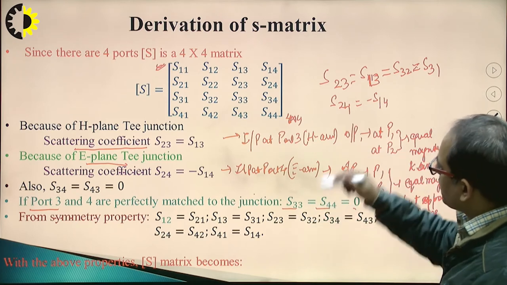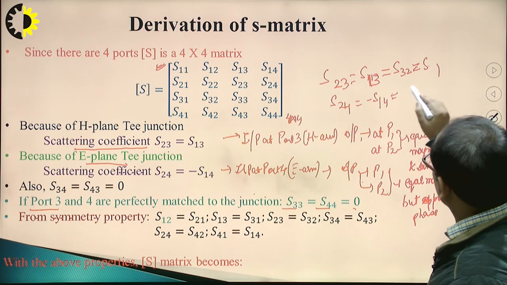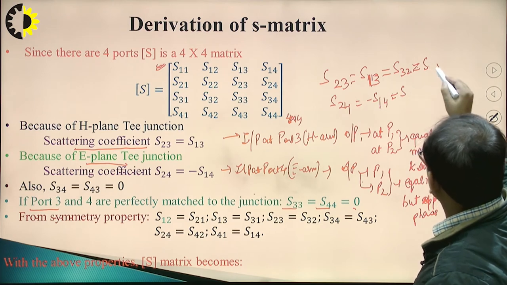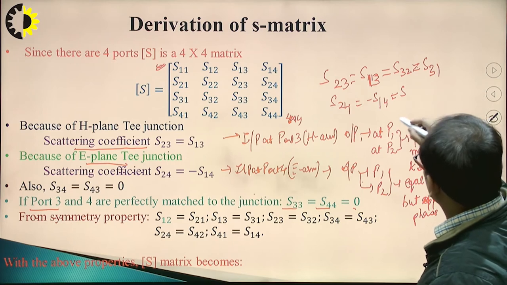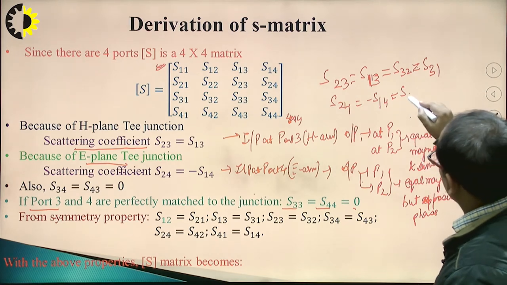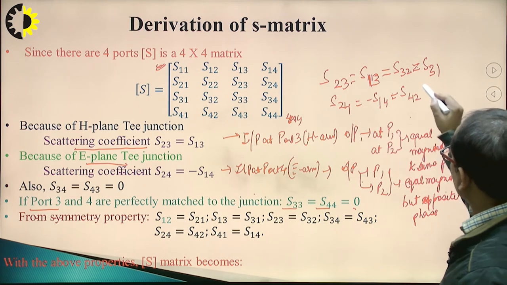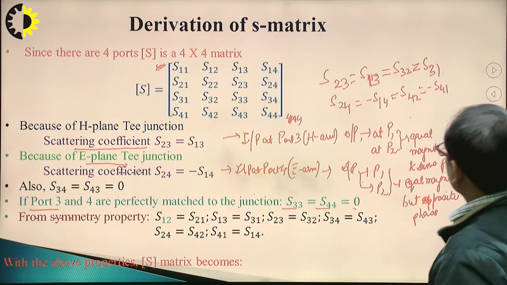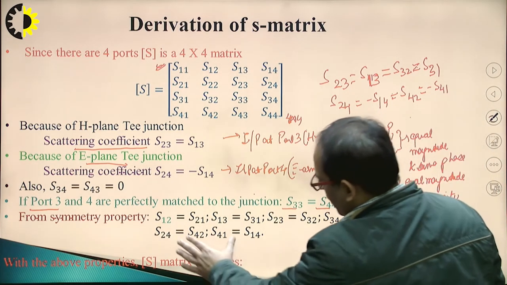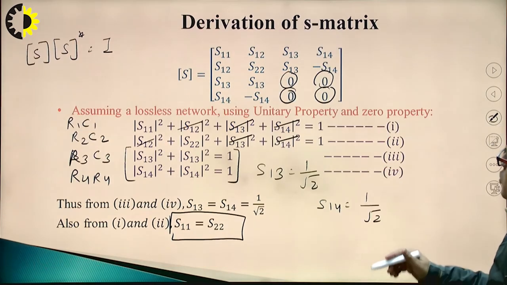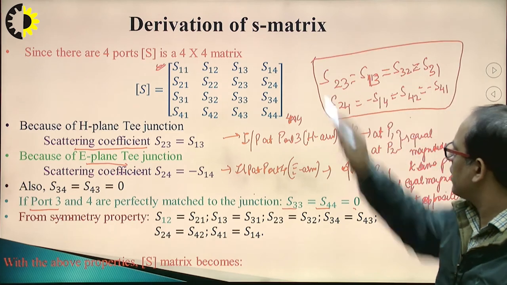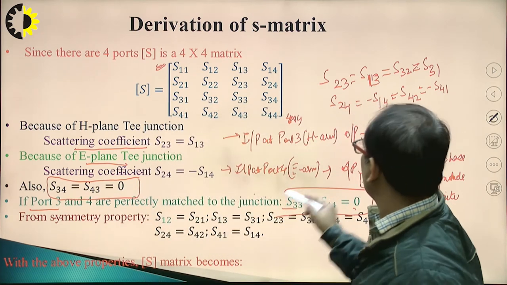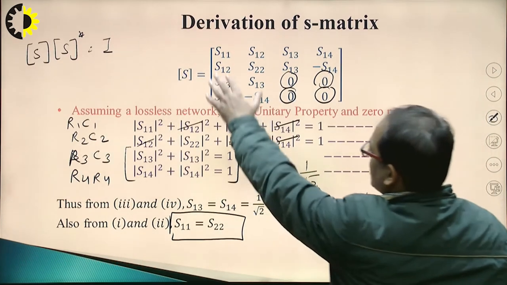Now from the symmetric property you can see that S24 equals S42, and minus S14 will be equal to minus of S41. Clear? This is from the symmetric property. Now use all these properties, put all these values in this equation, and you will see that this will be the matrix.